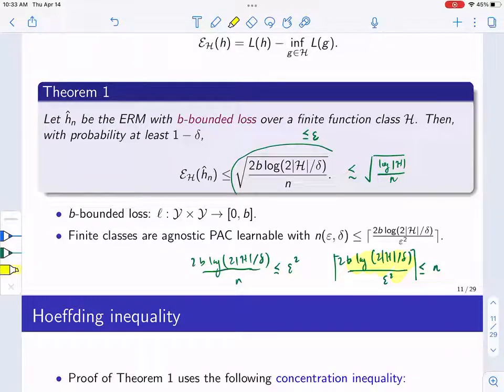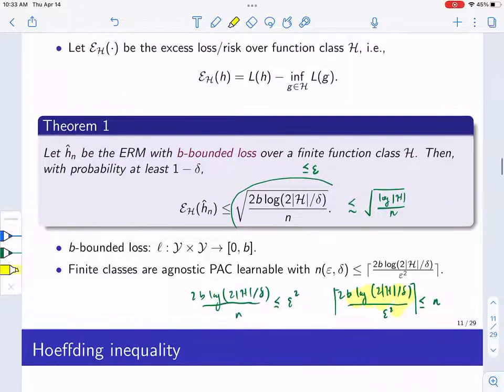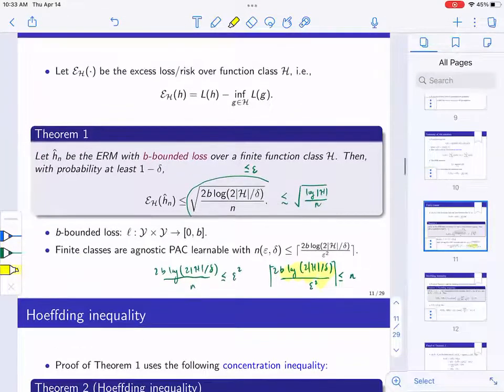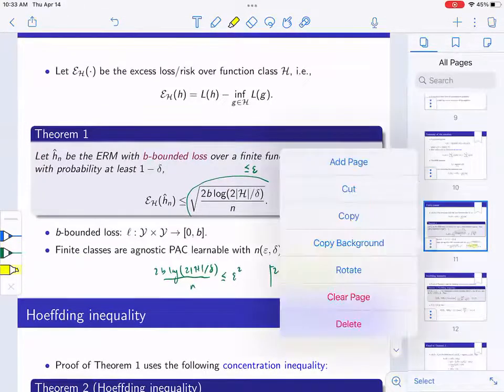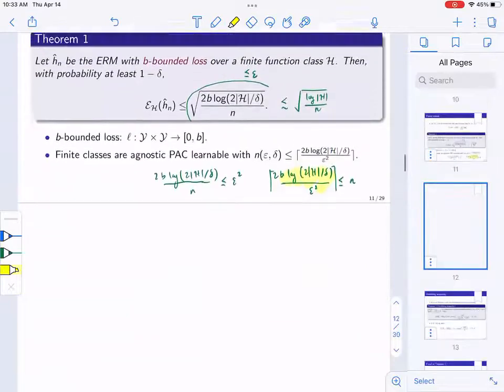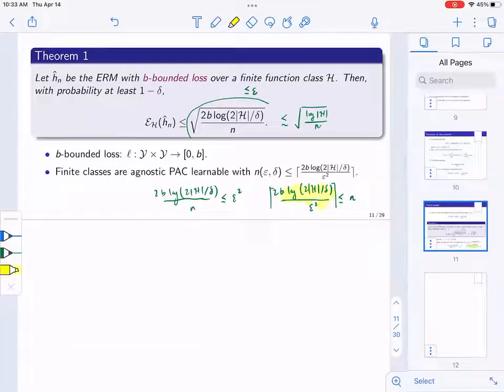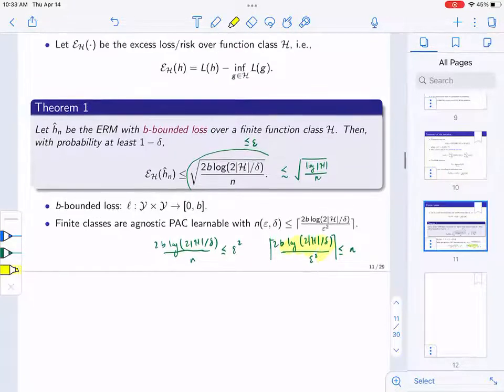statement. Okay, sounds good. So how do we prove something like this? Let's see if you guys can help me prove this. You can see Hoeffding's inequality. There is a concentration inequality involved. Have you guys seen concentration inequality? Okay, so how do we show this?